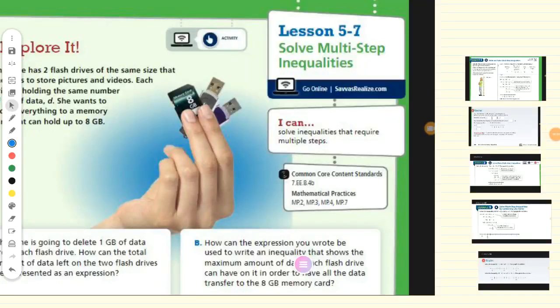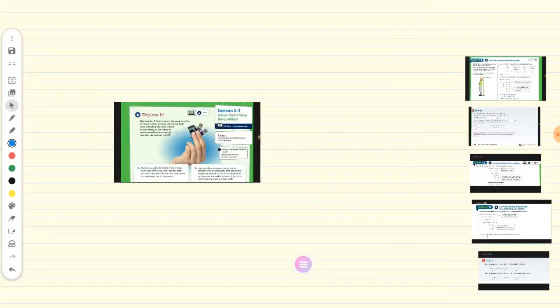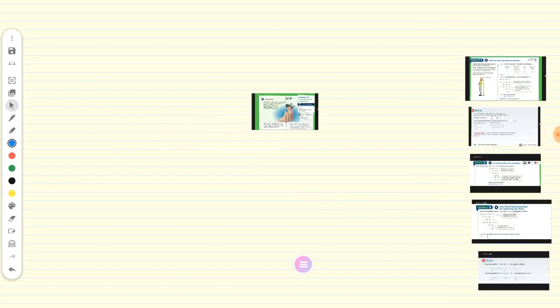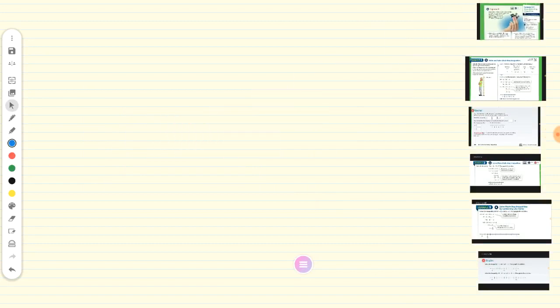The lesson today is about solving multi-step inequalities. But before entering this lesson, I have to mention some important notes. First, what is an inequality? An inequality is the same as an equation, but instead of putting equal, we will put greater than, less than, greater than or equal, less than or equal.